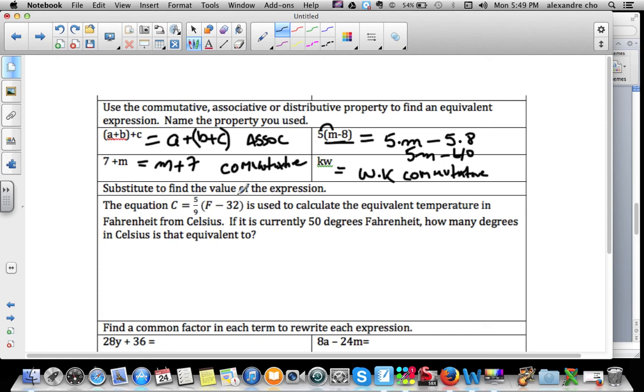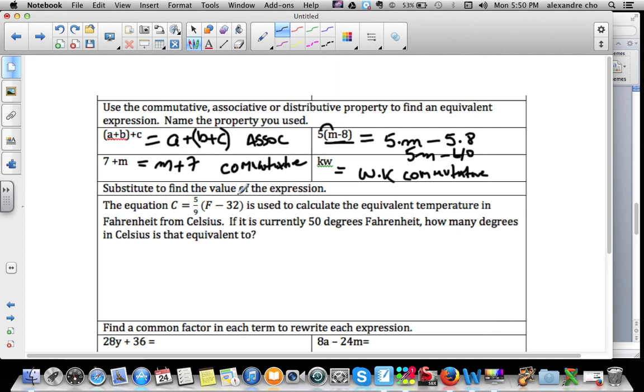Okay? Substitute to find the value of the expression. The equation C equals 5 over 9, parentheses, F minus 32 is used to calculate the equivalent temperature in Celsius from Fahrenheit. Okay, little background. I think probably the United States is the only country I know of that uses Fahrenheit to measure temperature. The rest of the world uses Celsius. So if you say 50 degrees Fahrenheit to somebody who has never lived in the United States, they have no idea how cold or how hot it is. Okay? So, just to give you an idea, freezing temperature in Celsius is 0, in Fahrenheit is 32. So, there's a big difference there.